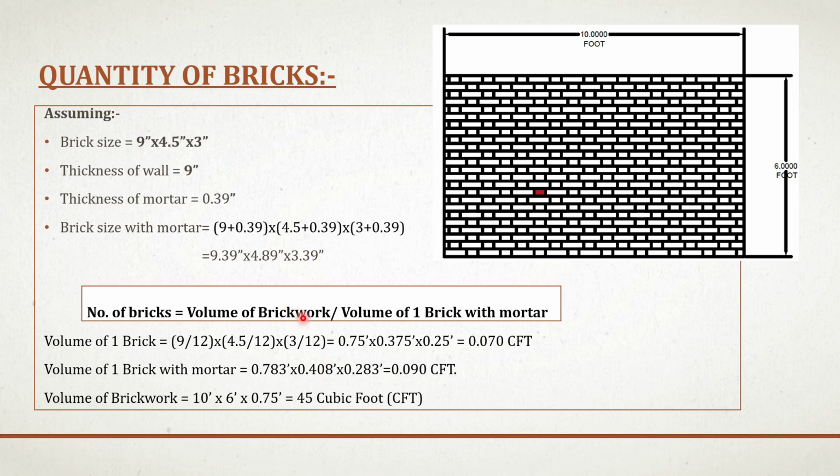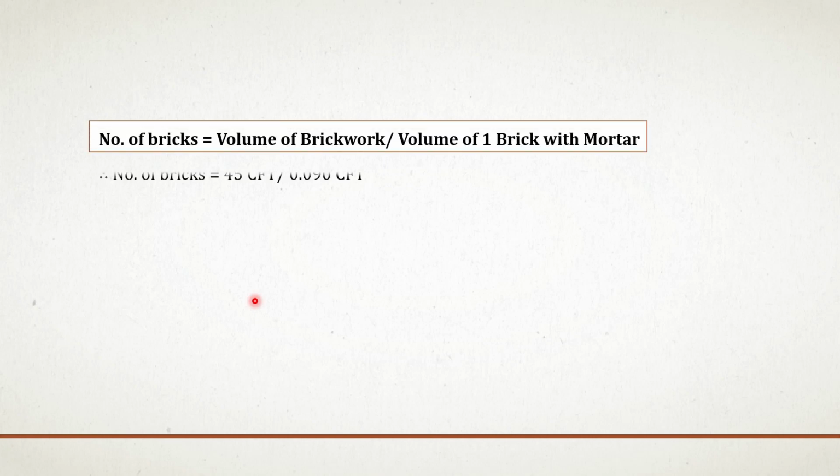Now we know the volume of brickwork and we know the volume of one brick with mortar. So if you substitute this value and this value in this formula, you will get the number of bricks. Number of bricks equals 45 cubic foot divided by 0.090 cubic foot, which equals 500 numbers.